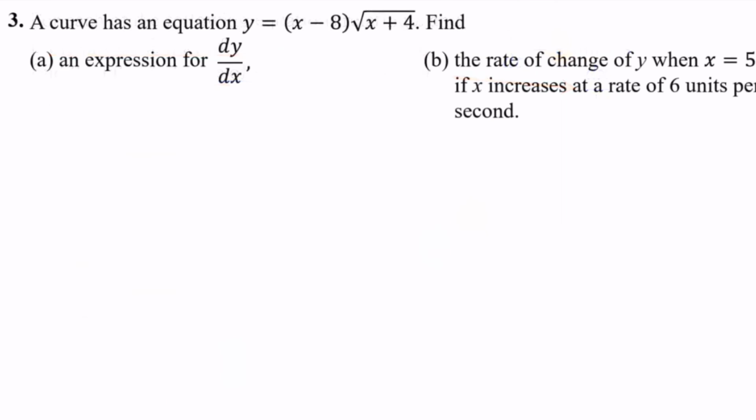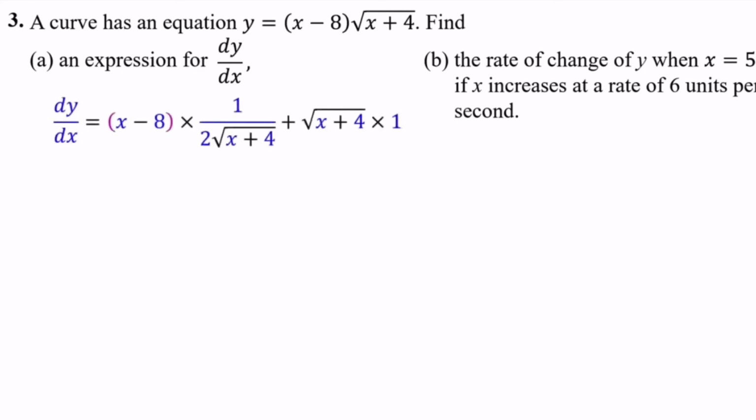Okay, so let's proceed to the next question. For question number 3, a curve has an equation y equal to (x minus 8) square root of x plus 4. Find an expression for dy/dx, and then the rate of change of y when x equals 5 if x increases at a rate of 6 units per second. So first of all, let's find dy/dx using the product rule. So that is how you differentiate.